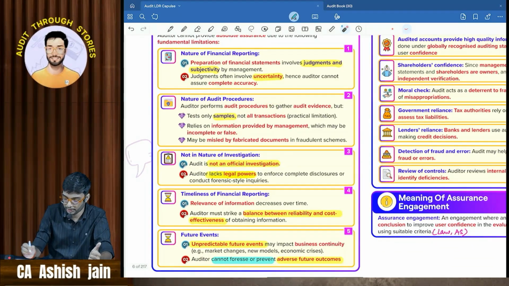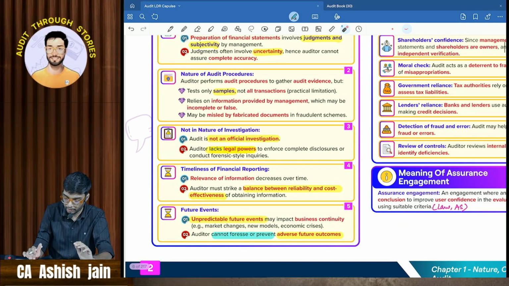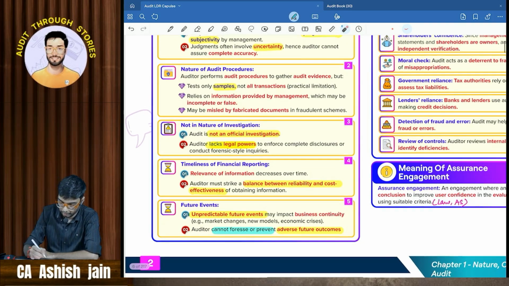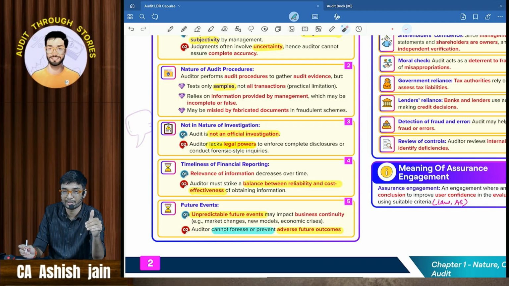Then comes nature of audit procedure. You know well that the auditor cannot check all 100% of items. He cannot verify all the items. He can only do sampling, and based on the sample he will draw the conclusion. Then, audit is not in the nature of investigation. The auditor lacks legal power to enforce complete disclosure or conduct forensic style inquiries. He just has to check a few transactions and draw conclusions.